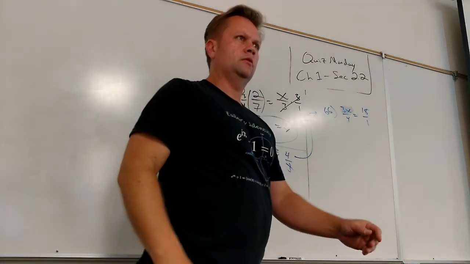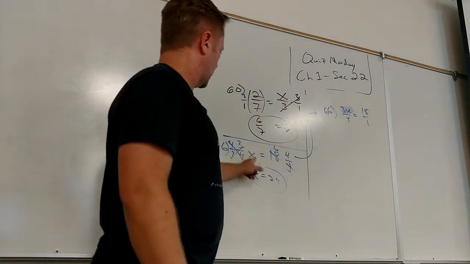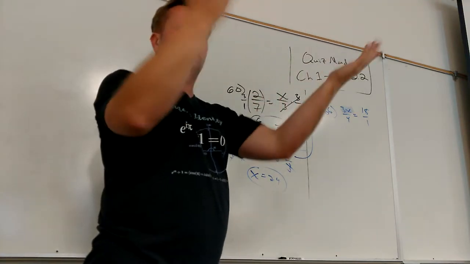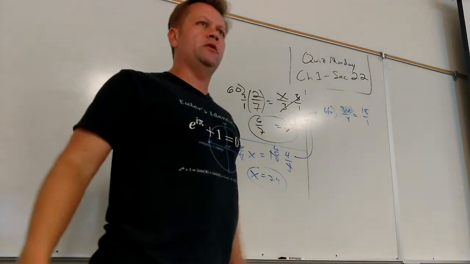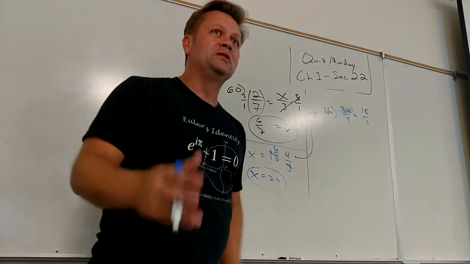Right? So the problem was 3/4 x equals 18. So I can write it as 3x over 4 equals 18 over 1. And then I can cross multiply. So yes, there is always more than one way. There's always more than 28 ways to solve an equation.